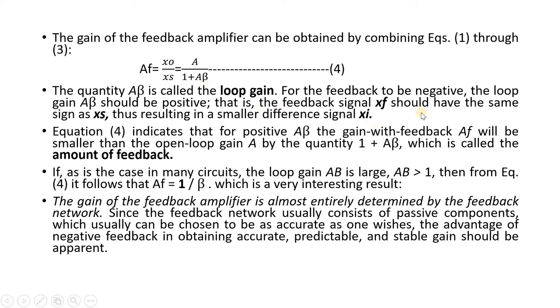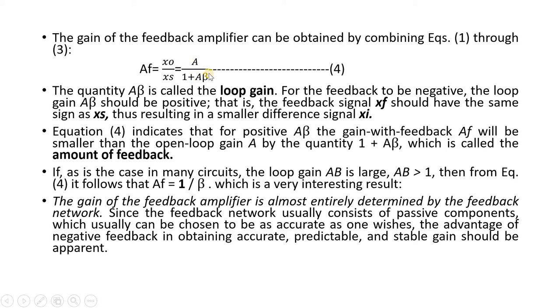For the feedback to be negative, the loop gain A beta should be positive. That is, the feedback signal xf should have the same sign as xs, thus resulting in a small difference signal xi. So xi is nothing but actually the error signal, so it should be as small as possible. This 1 plus A into beta is called the amount of feedback.